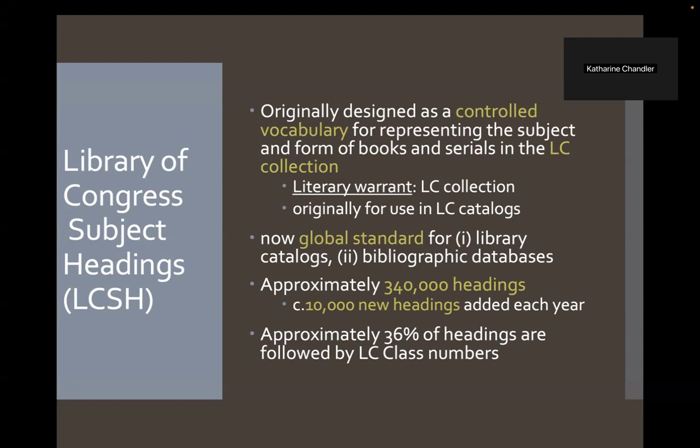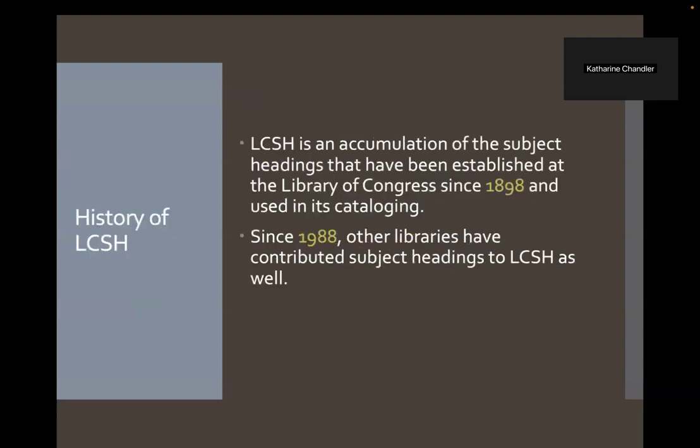Approximately 340,000 headings exist, and around 10,000 new headings are added each year. Approximately 36% of headings are followed by LC class numbers. LCSH is an accumulation of the subject headings that have been established at the Library of Congress since 1898 and used in its cataloging. And since 1988, other libraries have contributed subject headings to LCSH as well.